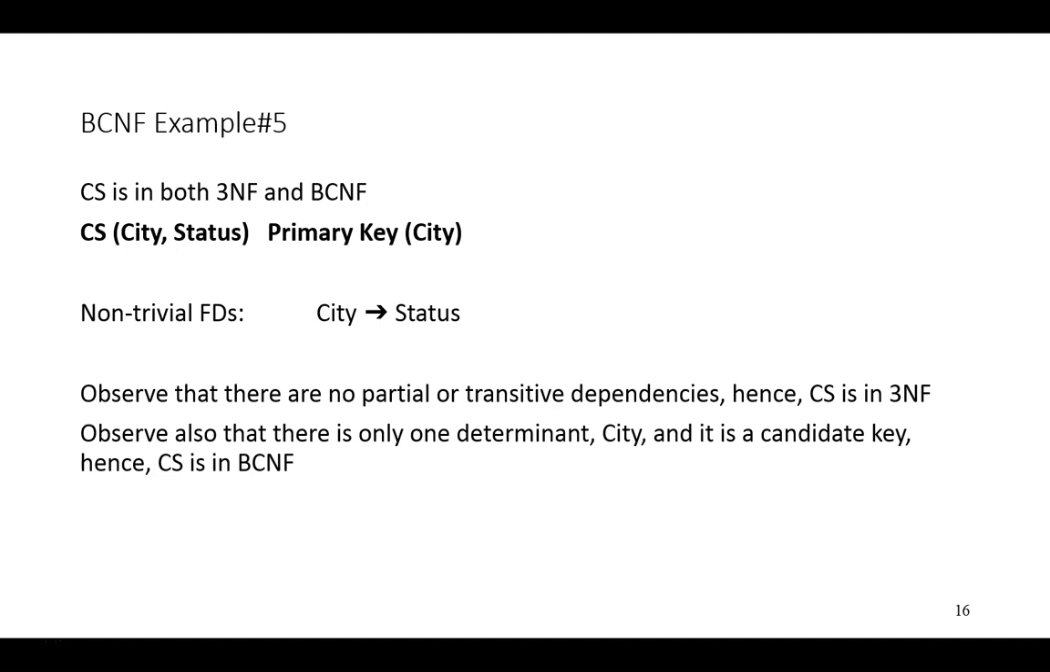The primary key is city. There's a single functional dependency where city determines status. So once again, there are no partial dependencies, nor are there transitive dependencies. We qualify as third normal form. There's a single determinant of city. It's a candidate key. We again qualify as Boyce-Codd normal form.